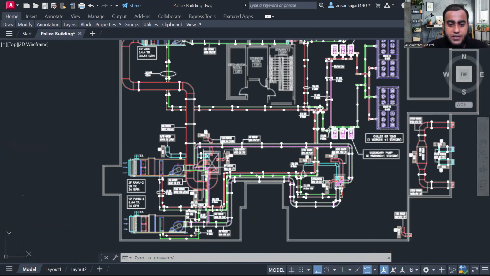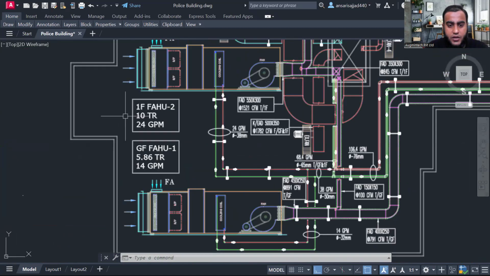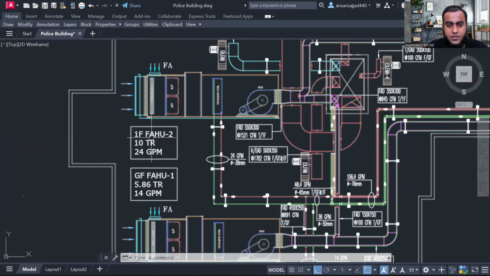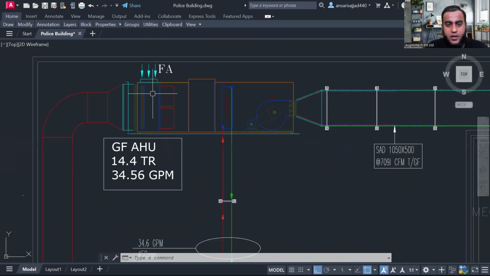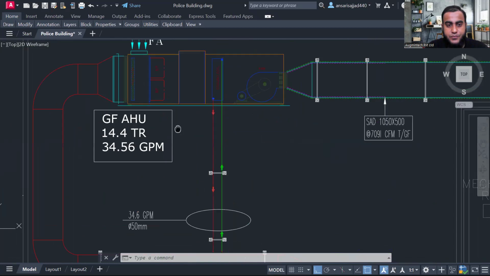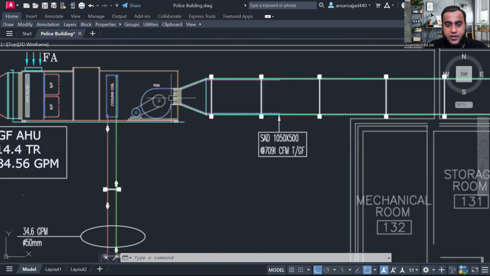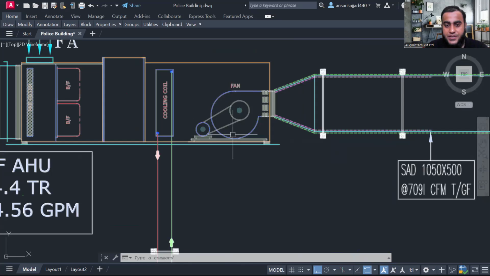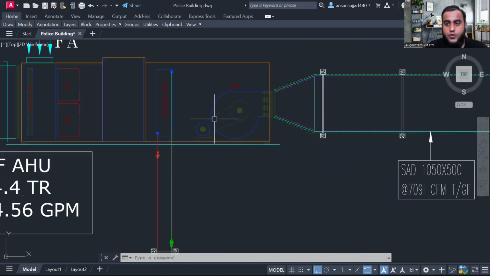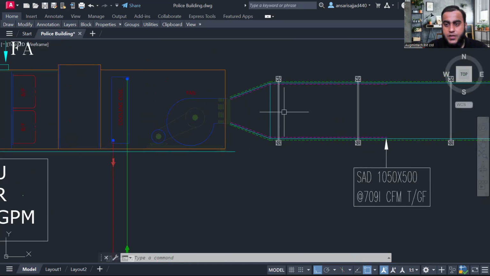Here we are also using some FAHU, a ground floor FAHU and a first floor FAHU. And this is our ground floor AHU, air handling unit. You can see inside the AHU we have a fan. To find out the capacity of this fan, we need to calculate the external static pressure, caused by the ductwork, diffusers, grills and registers. So that we have to perform.